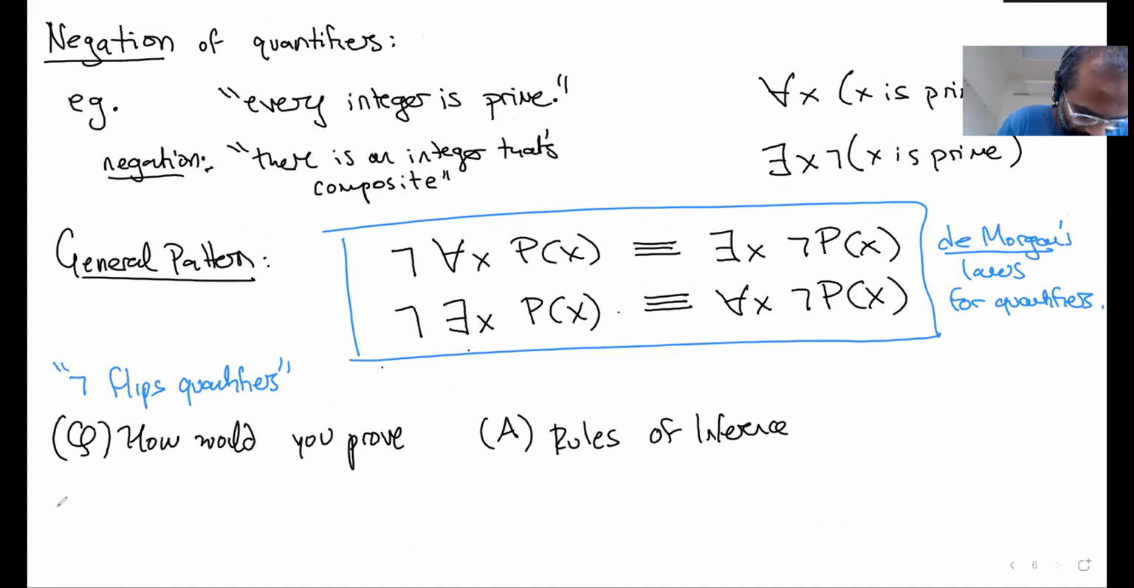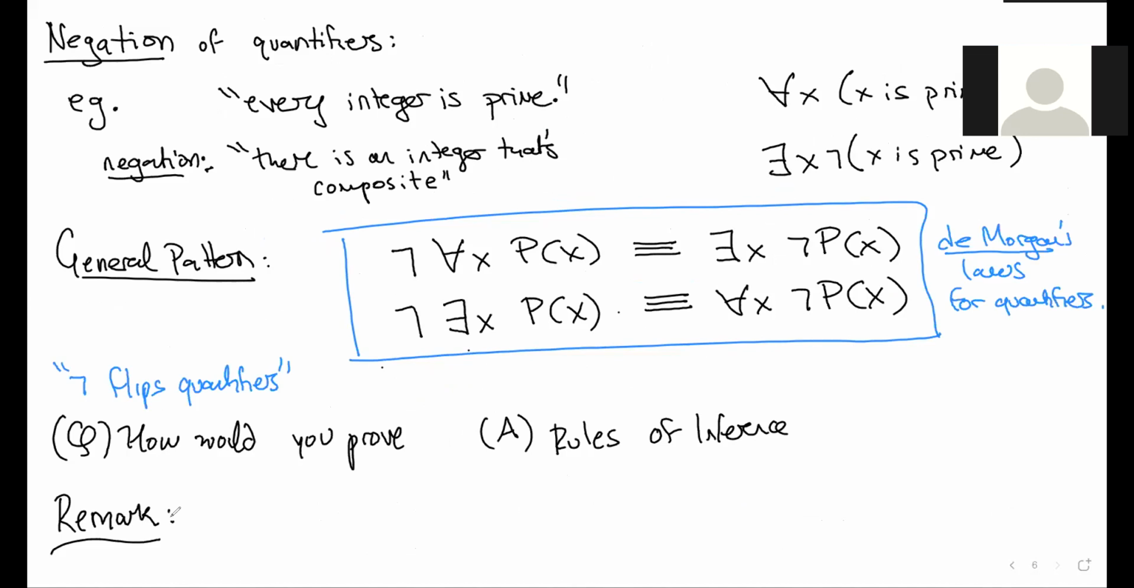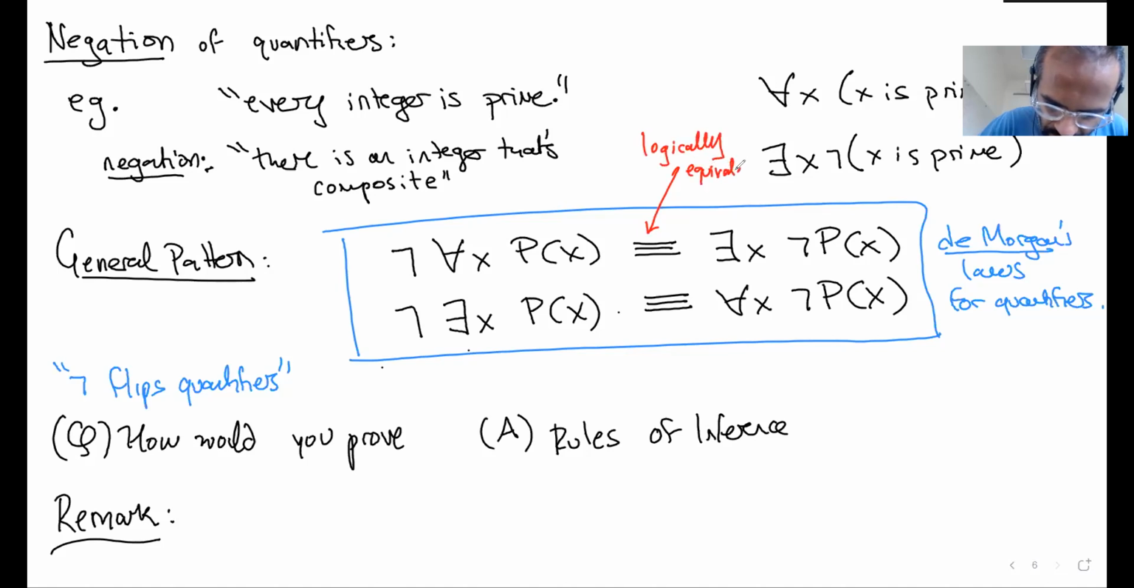And I guess I should make one more remark. So I used this notation of logically equivalent, right? Now, previously, I only defined that for compound propositions, but now I'm using it to talk about these statements that have quantifiers and propositional functions. So what does that mean? Well, so I'll just write the definition here.